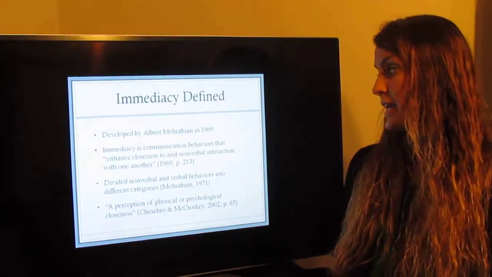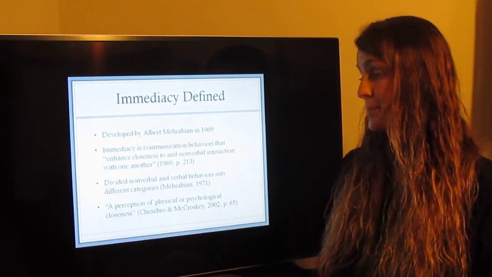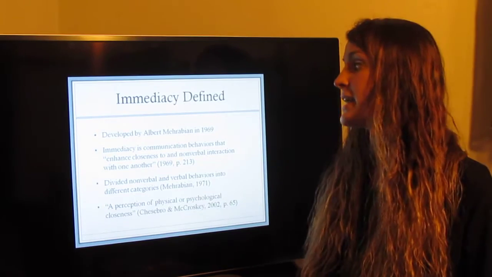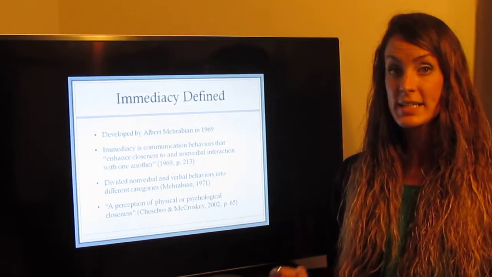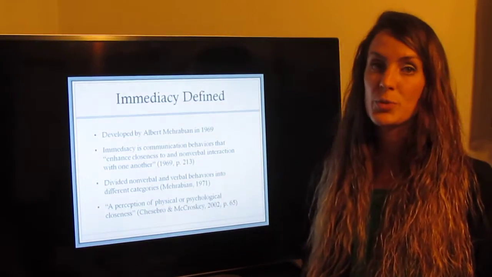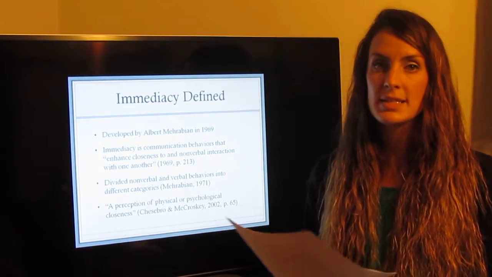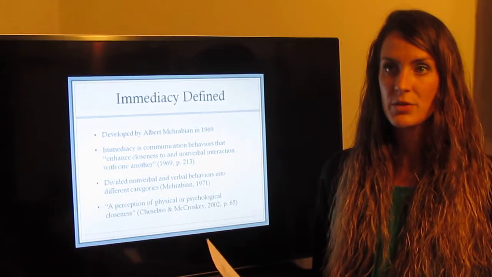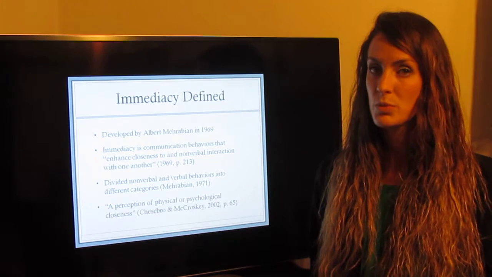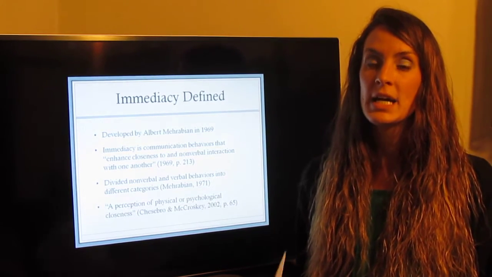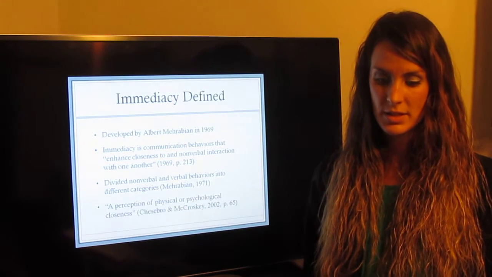So immediacy behaviors was first developed by Albert Mehrabian in 1969, and he kind of defined this as behaviors that enhance closeness to and nonverbal interaction with another person. And through his continued studies of this topic, he found that nonverbal behaviors and verbal behaviors both played a very significant role in students in the classroom and their success rate.